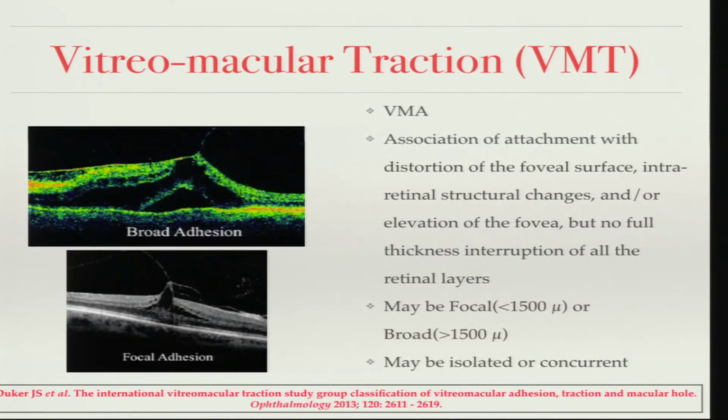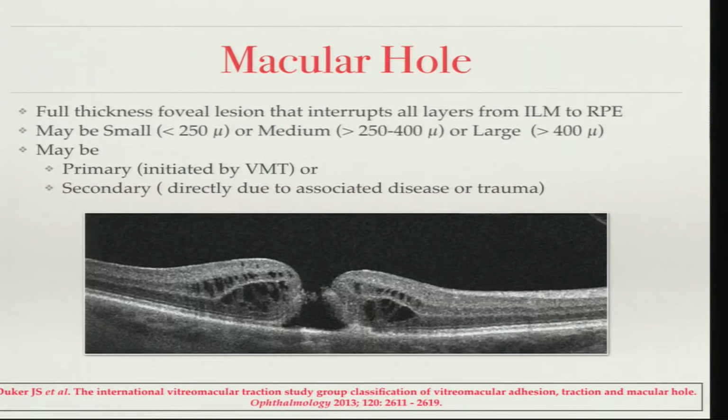When you see VMT, there is an associated attachment with a distortion of the foveal surface, which can cause cysts. I mean, there's no interruption to the retinal layers, there's no macular hole, but it can cause distortion to the macular layers. This again may be focal or broad, and may be isolated or concurrent with disease. And of course, macular hole, which is an interruption of all the layers, can be small, medium, or large, and it can be primary, which is initiated by the VMT, or secondary due to associated disease.